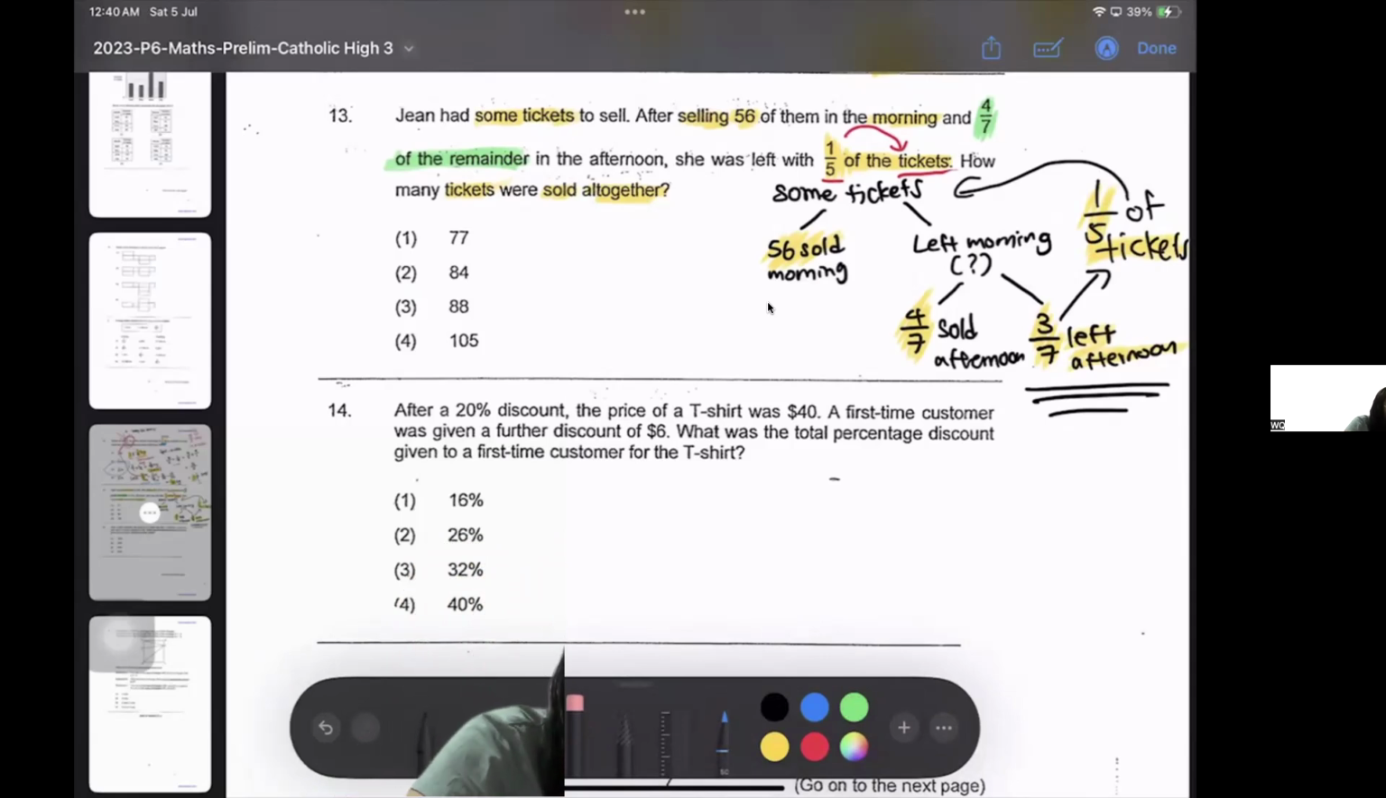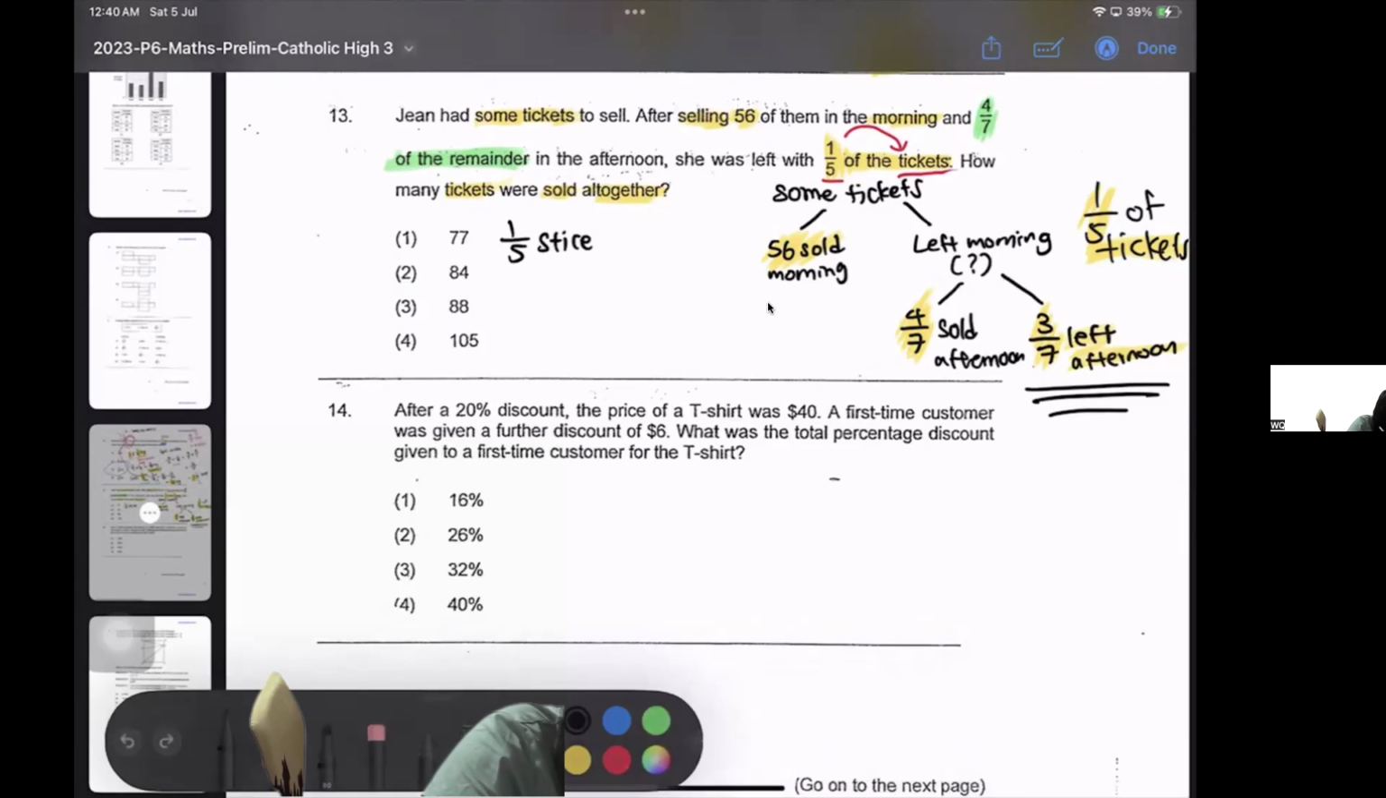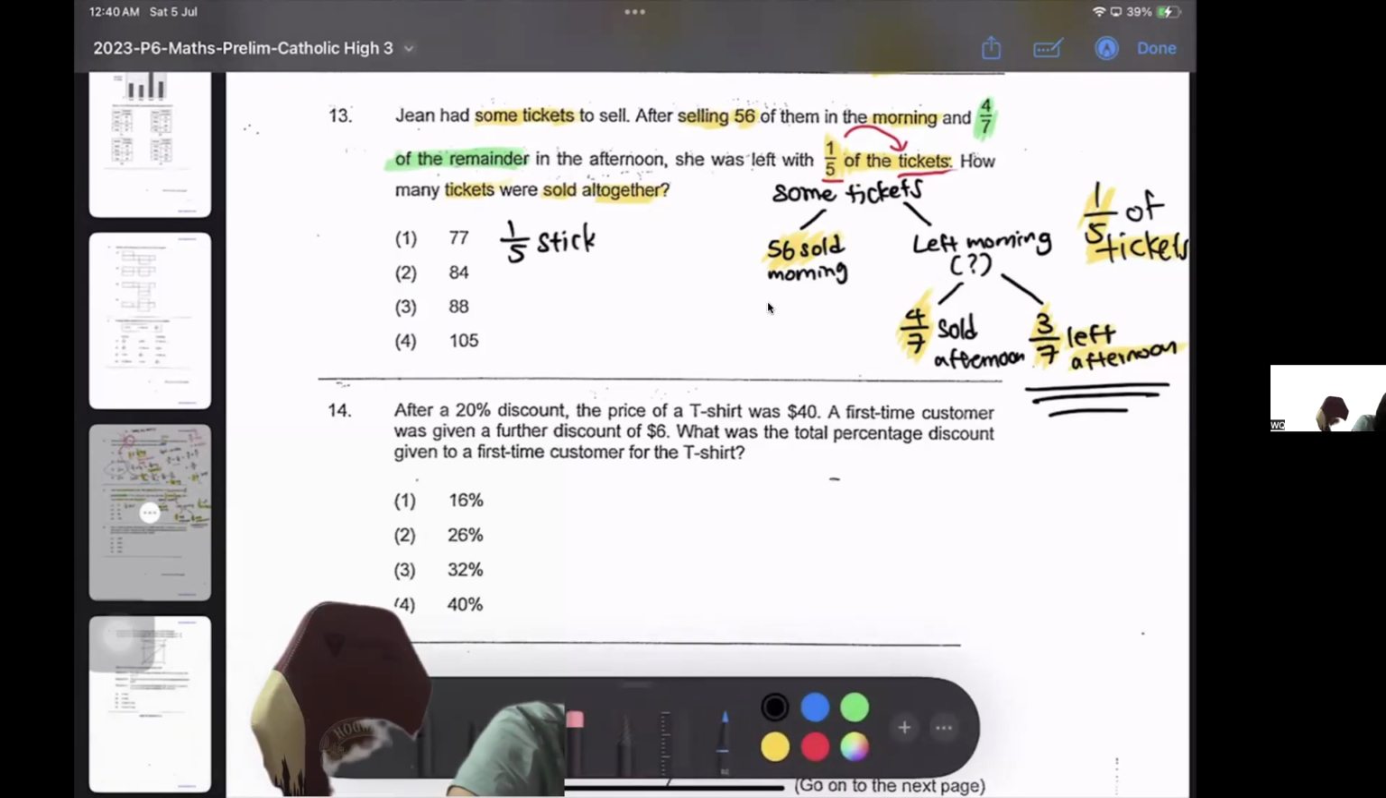Okay, let me just erase these things here first. Okay, 1/5 of the stickers at the start, okay? So let's just write 1/5 of the stickers at the start equals to 3 out of 7 left in the afternoon.